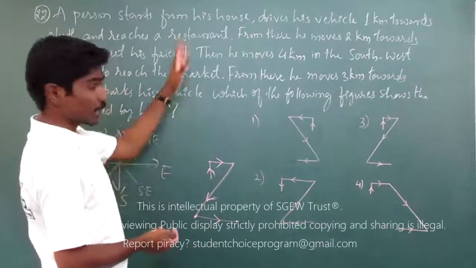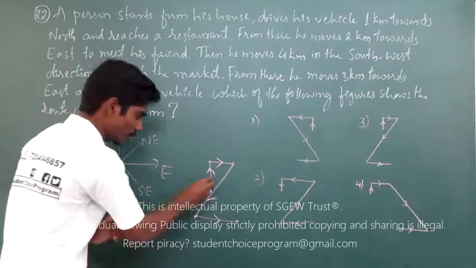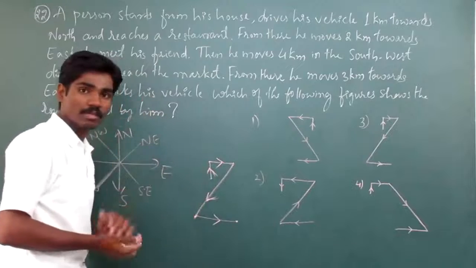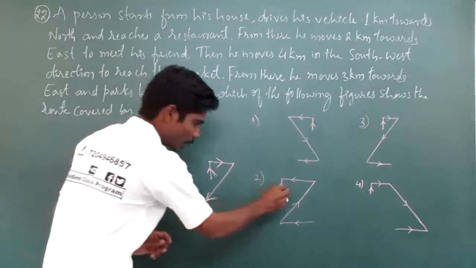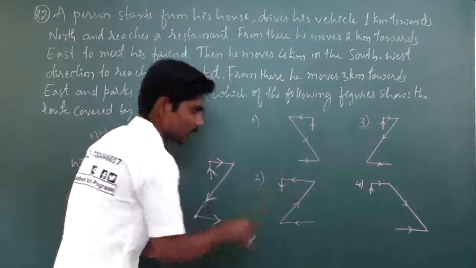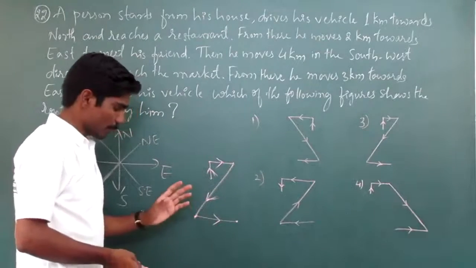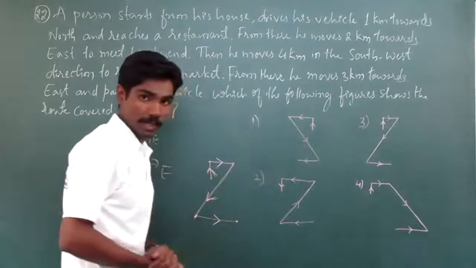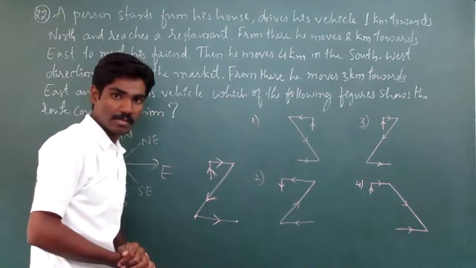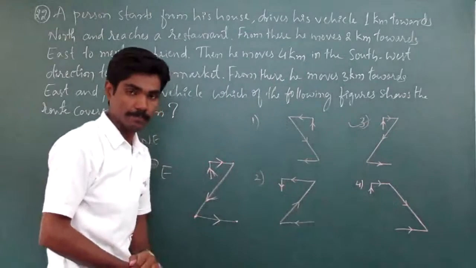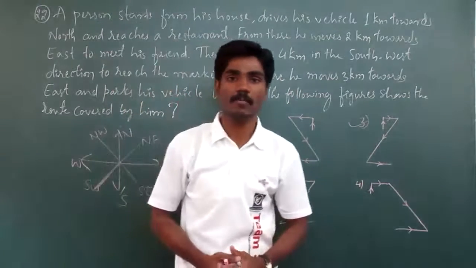Because according to the given problem, he starts from his house and moves about 1 kilometer in which direction? In north direction. But when you look over here, it is in which direction? It is in south direction. Therefore, option 2 is wrong. And when you compare our result with the third option, it exactly matches. Therefore, option 3 will be our right option. Well friends, we will see some more problems.